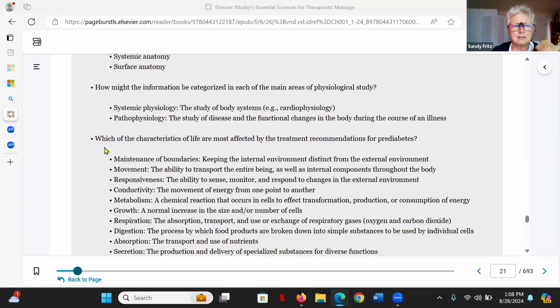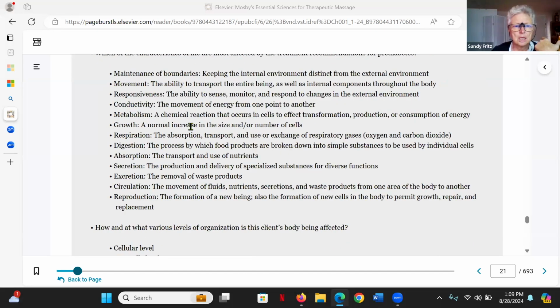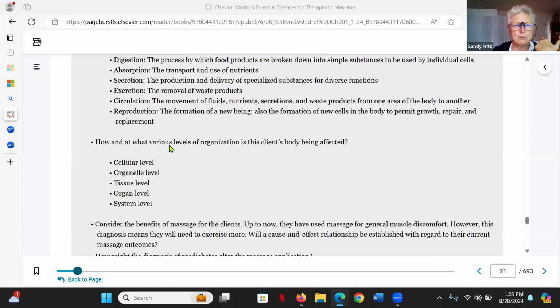And then there is which of the characteristics of life are most affected by the treatment recommendations for prediabetes? And this is a learning strategy to help you connect dots in your brain to move things to long-term memory. There is no definitive right or wrong here. And then how and what various levels of organization are being affected.